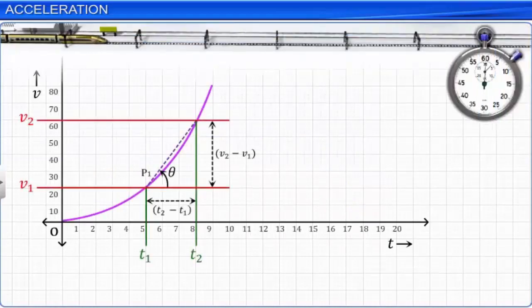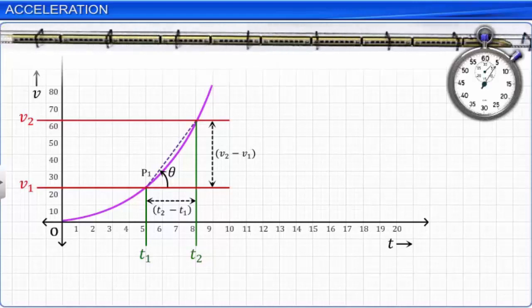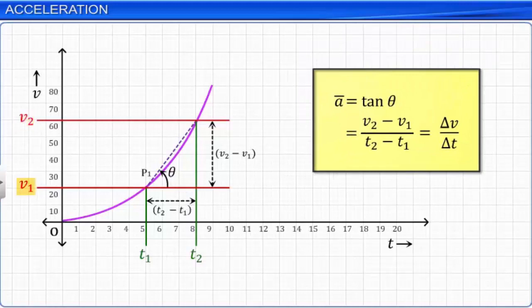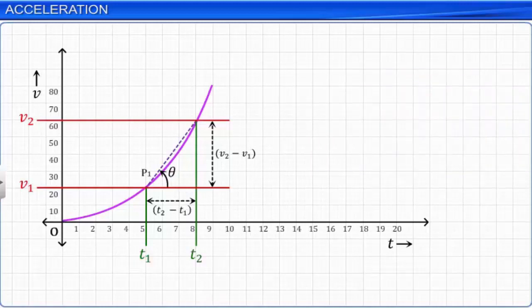Acceleration of a body is the rate of change of its velocity with time. The average acceleration a dash is defined as the change of velocity divided by time. V2 and V1 are instantaneous velocities at times t2 and t1. The SI unit of acceleration is meter per second square. On the v-t graph, the average acceleration is represented by the slope of the line joining the points V1, T1 and V2, T2.